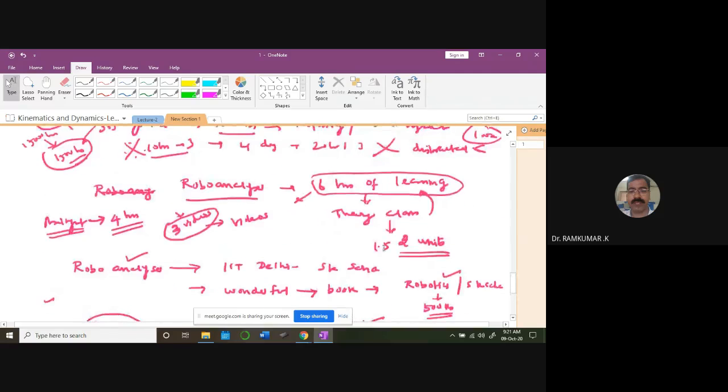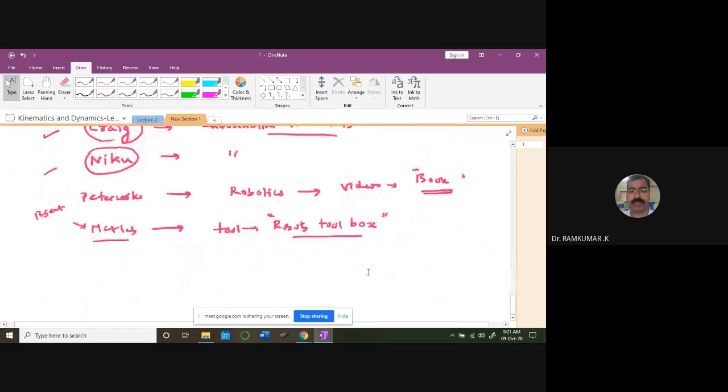Then, the most important one, which will be useful in the long run only. I won't say immediately. Particularly for navigation purposes, we are going to learn the subject. Those who are interested in navigation and mechanical related aspects, maybe you start using VREP also. Gradually learn VREP. Very powerful simulation.